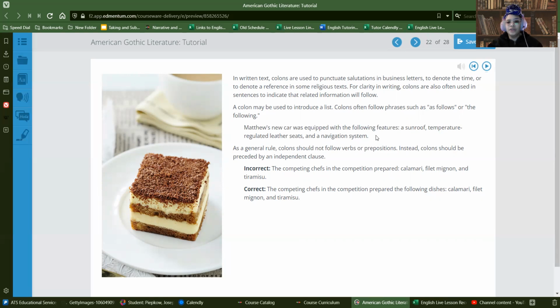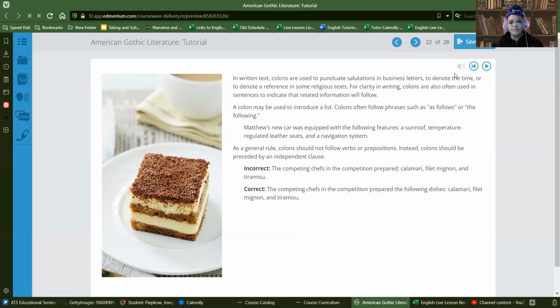So they're telling you that if you're listing something after giving someone information, to give examples, you use a colon there. And then they give you some examples of things not to do, incorrect ways to use them versus the correct way. So be sure, if nothing else, to write down the examples. I would underline these. So colons are used to punctuate, and then I would make a list. Salutations in business letters, they're used for the time, and then I would include the time as an example.